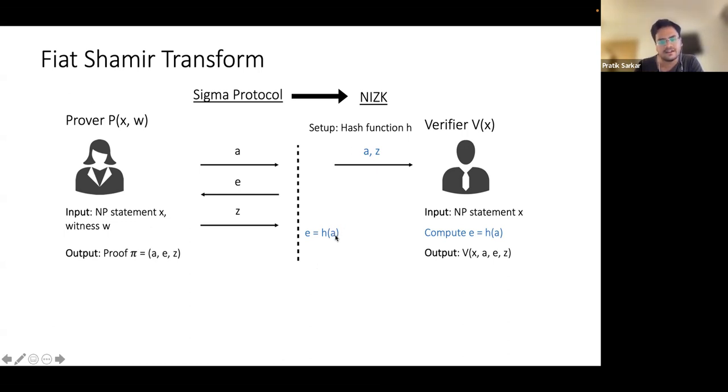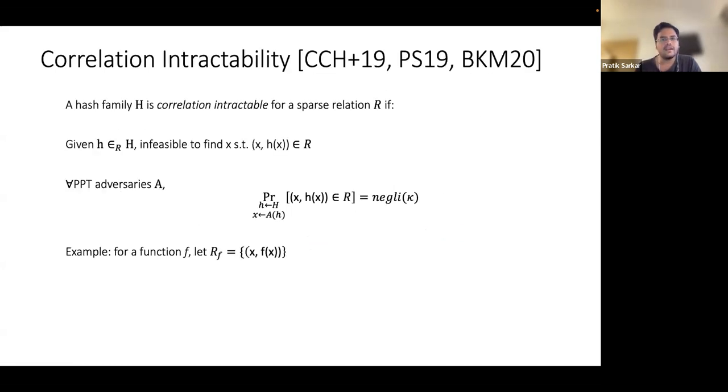And sometimes you can also parameterize this with the statement X, but here we don't need that. And then you compute the response Z and send A and Z as the proof to the verifier. Now the verifier can recompute the challenge and then perform the Sigma verification. And now this hash function can be instantiated using a correlation intractable hash function.